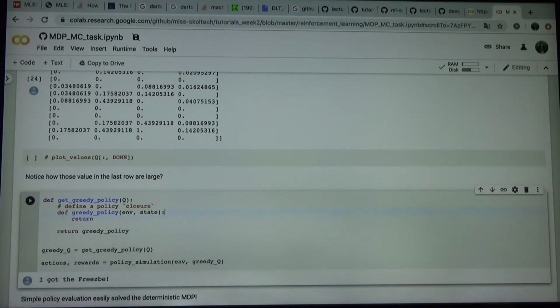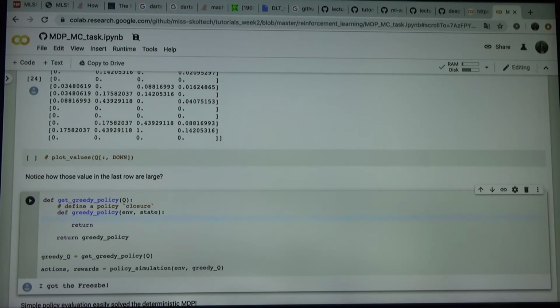Let's define this greedy policy here. So it's going to be argmax, right? Argmax from Q at some state S. And this is going to be our greedy policy. We just want to see if it will work.